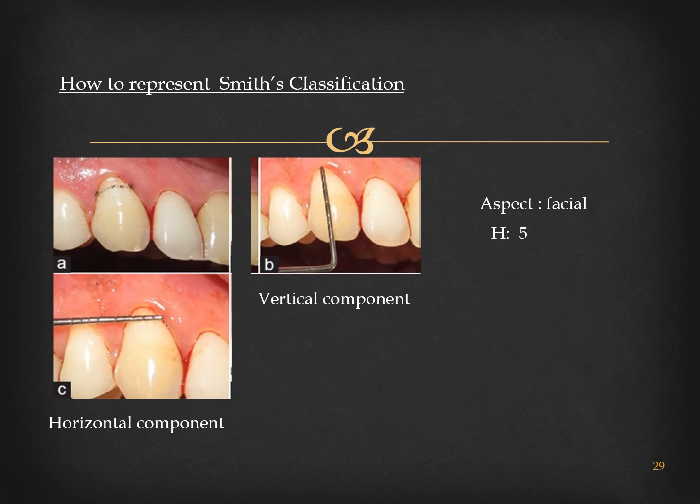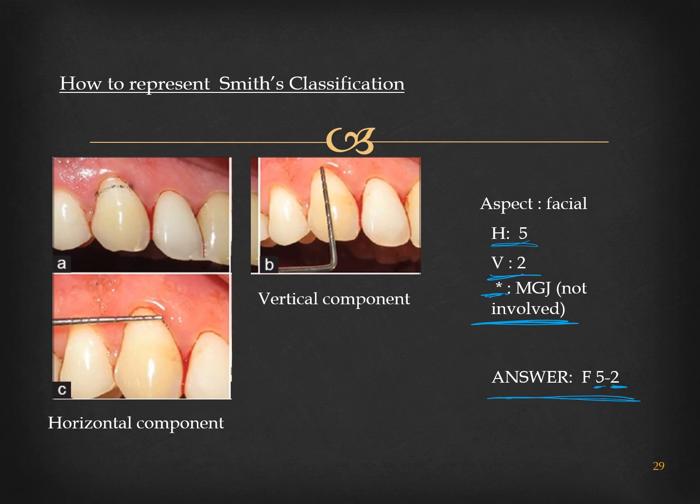Next is horizontal. We will write the measurement of horizontal defect, that is 5 mm. So we will write 5. Vertical component is 2 mm. Okay, so basically the index of recession which is proposed consists of two digits, horizontal and vertical, and these two digits are separated by a dash. Lastly, we also put an asterisk if mucogingival junction is involved. If it is not involved, then we won't write it. So in this case, since mucogingival junction is not involved, this asterisk is not marked in the answer. So that is how we represent the Smith's classification.